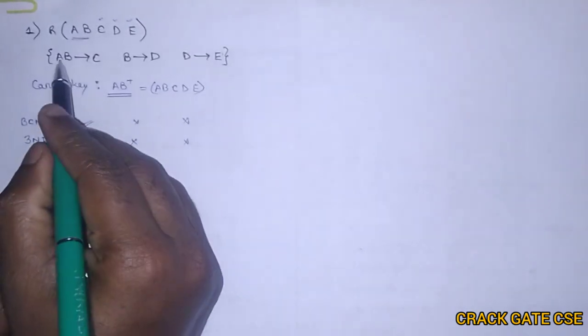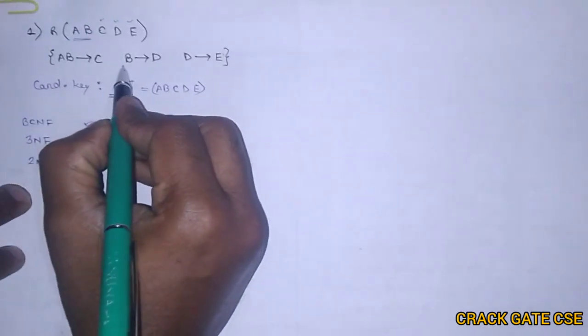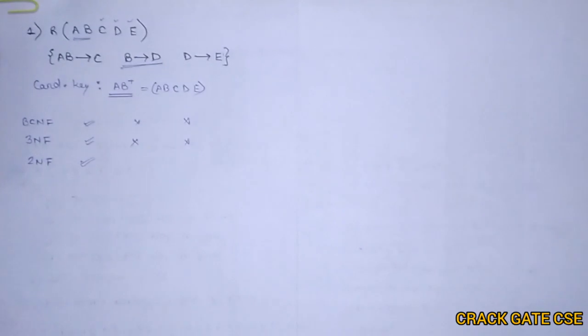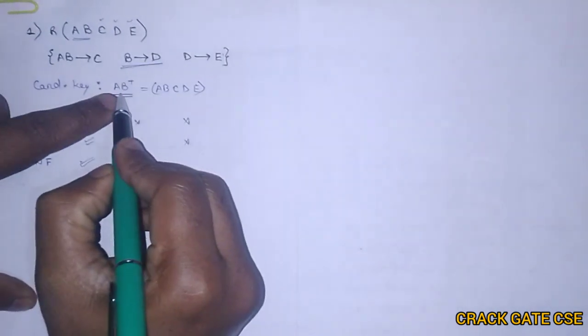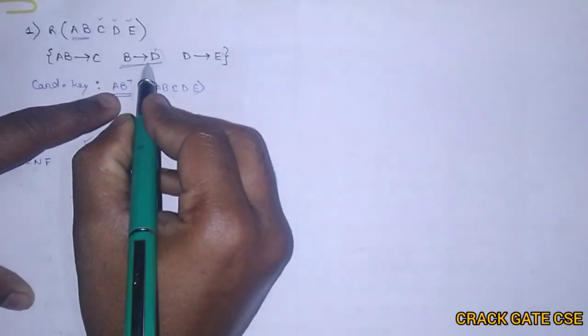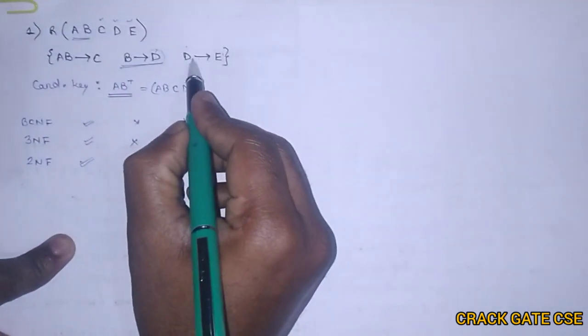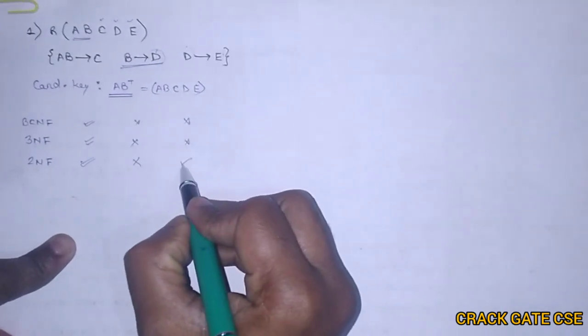Now check for 2NF. AB to C is fine because this is the key, so it satisfies the condition. But here you can see that a partial dependency exists. What is the meaning of partial dependency? I already told you that if a subset of a key is deriving any non-prime attribute, then it is considered a partial dependency, and if this occurs, the relation is not in 2NF. B is a subset of AB and it is deriving a non-prime attribute, so a partial dependency exists, which means it is not in 2NF. Here D is not a subset, so there is no issue.